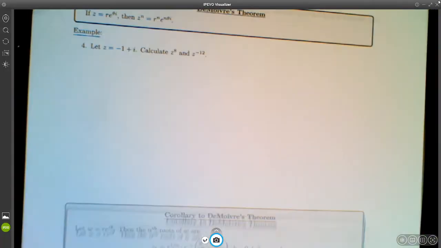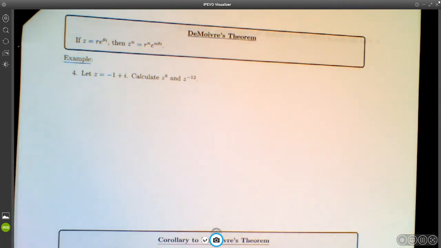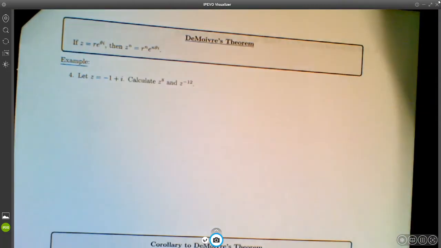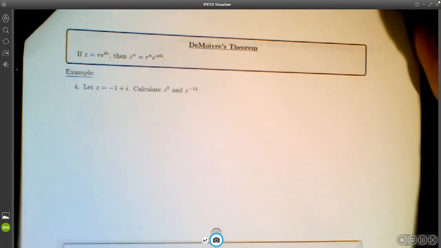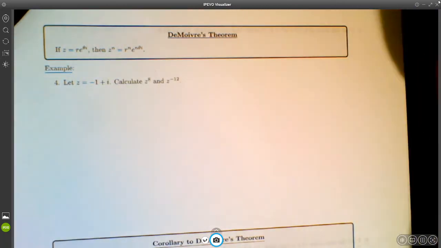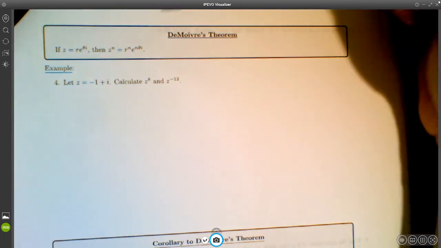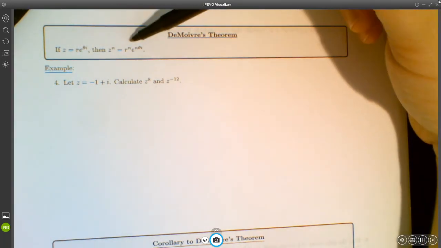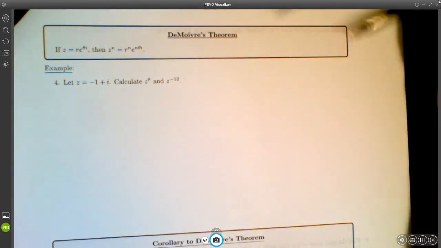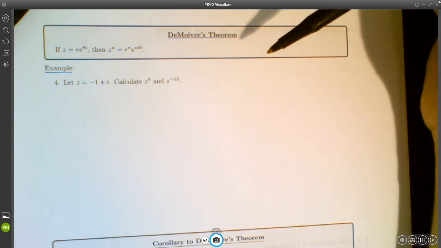Very good. So now that we have practiced rewriting complex numbers in polar form, we can give de Moivre's theorem. De Moivre's theorem says this. It says if z equals r times e to the theta i, so if you've got a complex number in polar form, then z to the n is equal to r to the n times e to the n times theta i. That's not very surprising. That's kind of exactly what we would expect of exponents.